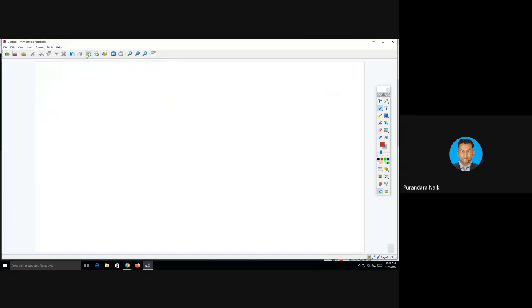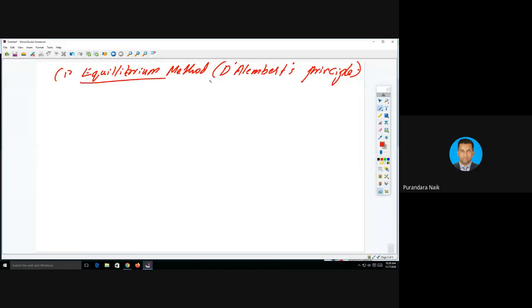Okay, let us go to the next slide. The first one, equilibrium method. Write down: equilibrium method, or it is called D'Alembert's principle. Okay, note down below this.